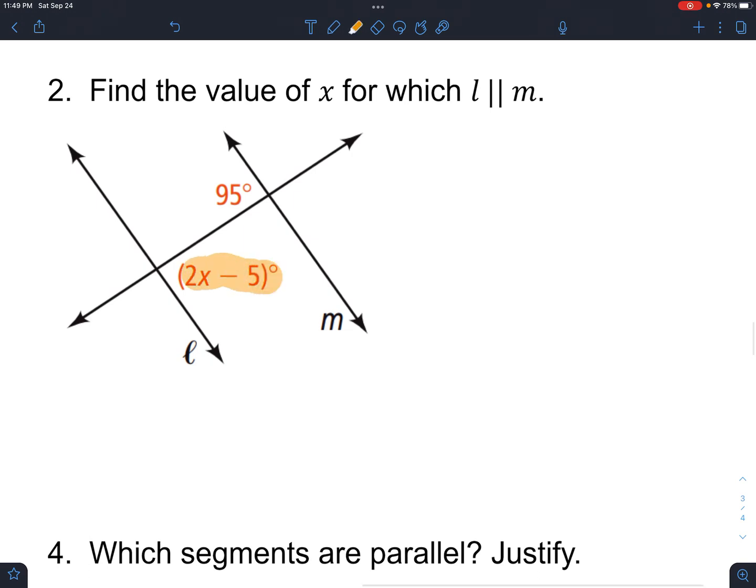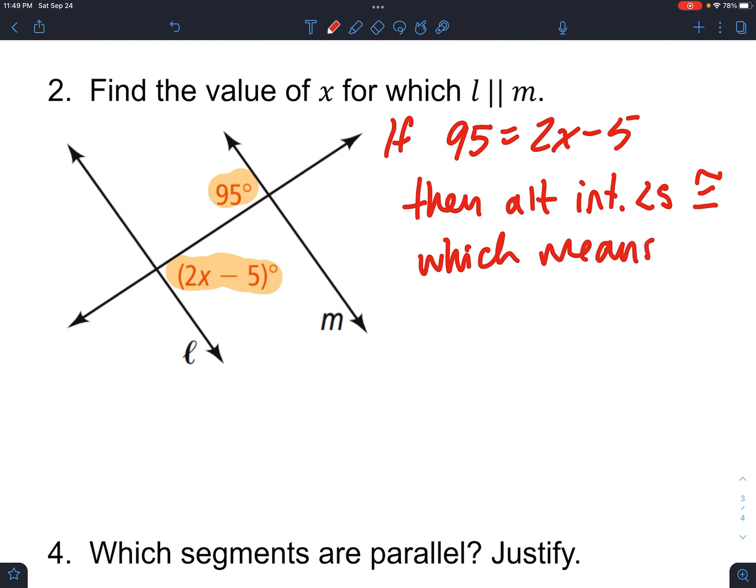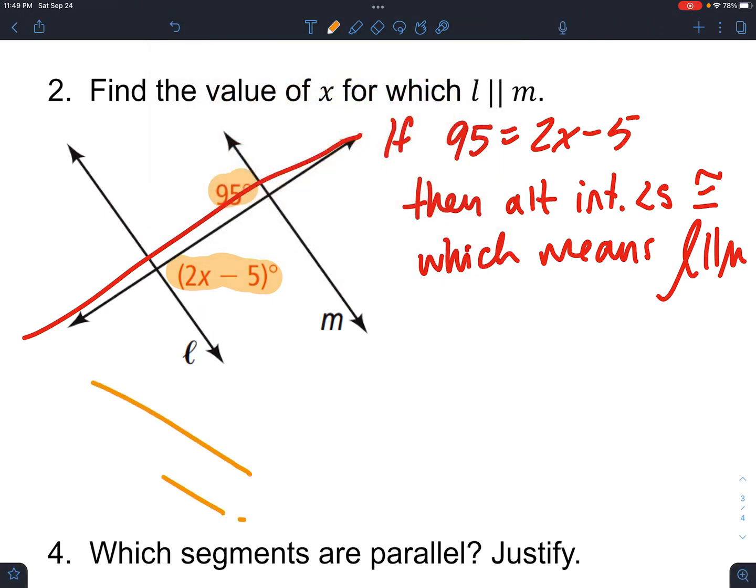So we'll apply that again here. If these two highlighted things were equal, what angle pair would we have? Do you know? It would be alternate interior angles. Then alternate interior angles are congruent, which means the lines that are cut through by a transversal, this transversal, are parallel.